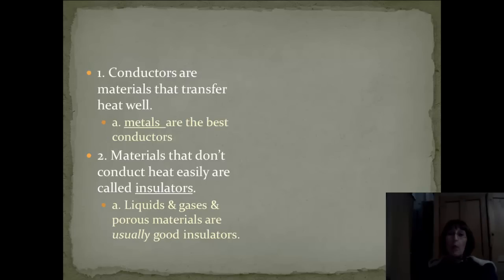Liquids and gases and porous materials are usually good insulators. If you have something that has a lot of air in it, then it's not easy to transfer the heat through the air, so they're good insulators. A lot of your thermos cups or your insulated cups will have a layer of plastic and then a gap and then another layer of plastic. So there's nothing in between, or they'll put some air in between those layers, but there won't be a solid for the heat to be transferred through.